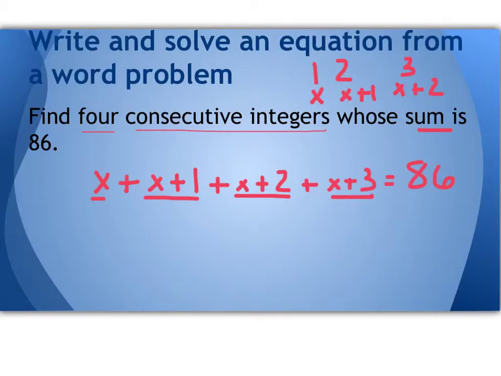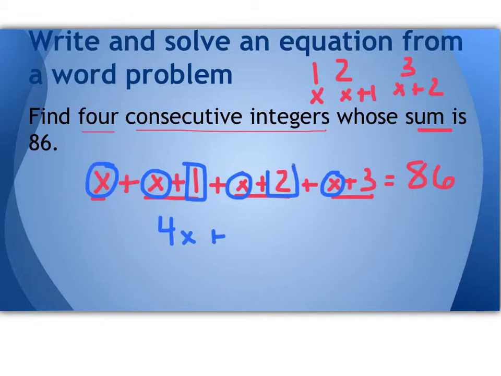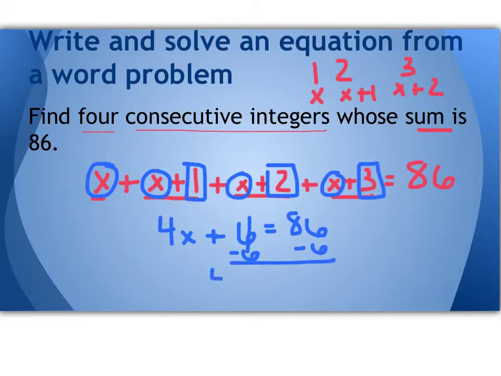So now you can combine like terms. Combine the x's. You end up with 4x plus, and then you have 1 plus 2 plus 3, you get 6, equals 86. Now you can just solve the equation. Subtract 6, 4x equals 80, divide by 4, x equals 20.